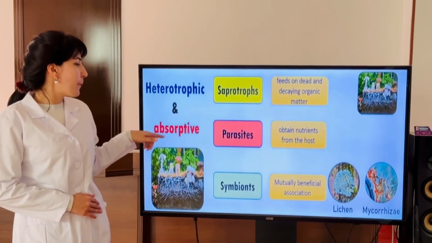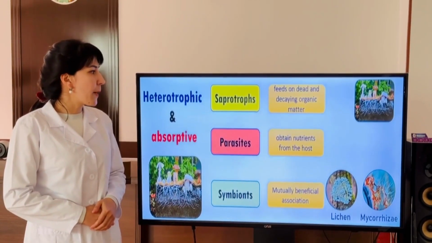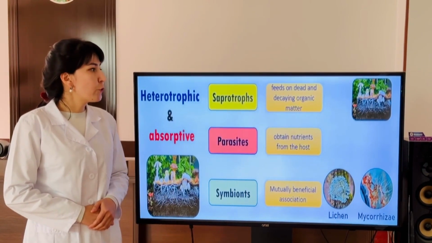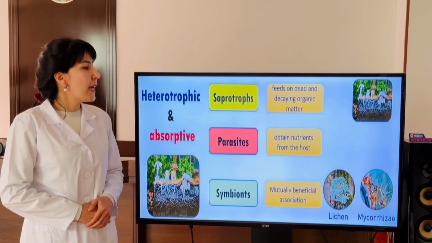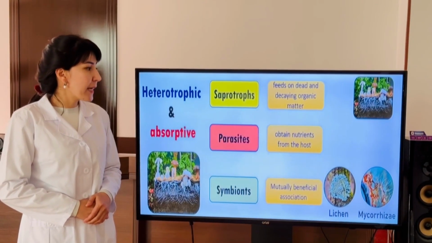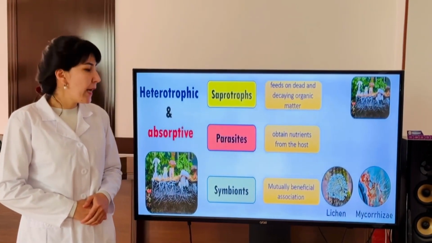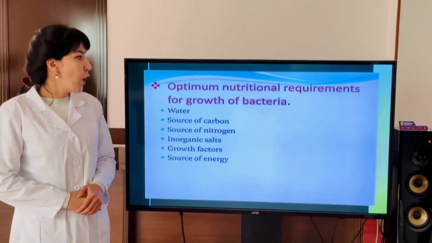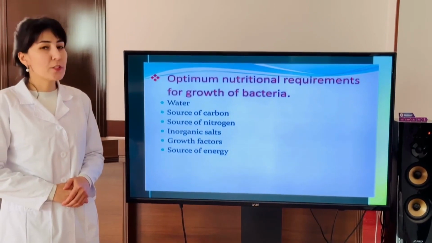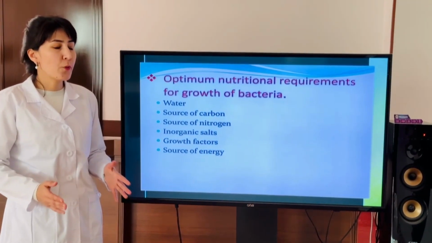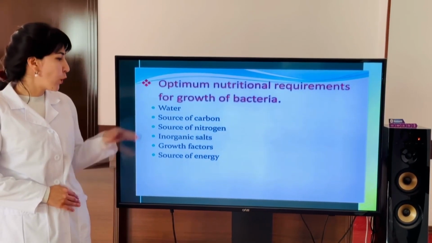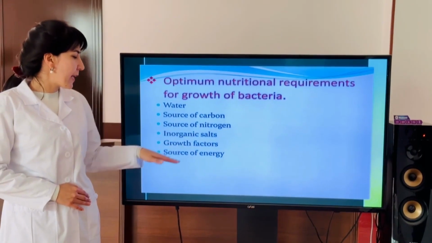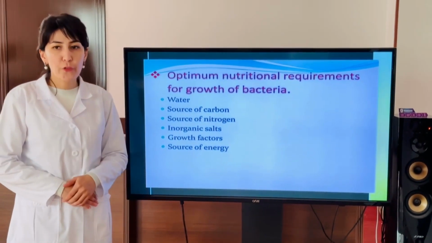Heterotrophs are divided into saprophytes, parasites, and symbionts. Saprophytes feed on dead and decaying organic matter, parasites obtain nutrients from the host, and symbiosis is a mutualism, a beneficial association. Optimal nutrient requirements for the growth of bacteria are, for example, first water, then a source of carbon, a source of nitrogen, inorganic salts, growth factors, and a source of energy.